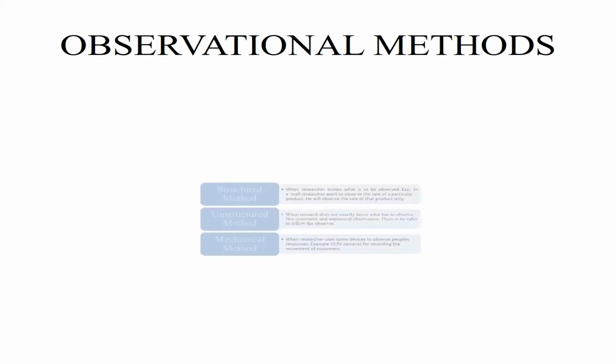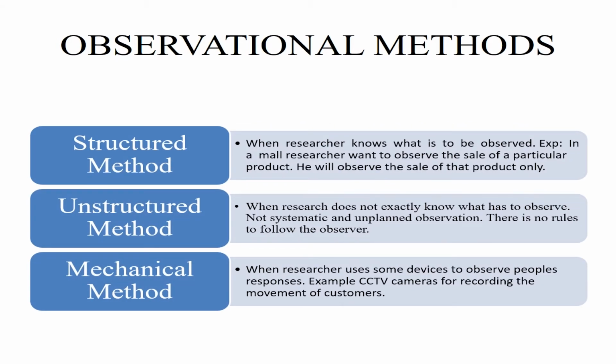The next is the structured method. It is the method in which a researcher knows what is to be observed. For example, in a mall, a researcher wants to observe the sale of a particular product. He will observe the sale of that product only. The next is the unstructured method. Here, the researcher does not exactly know what is to be observed. It is unsystematic and unplanned observation. There are no rules to follow for the observer.